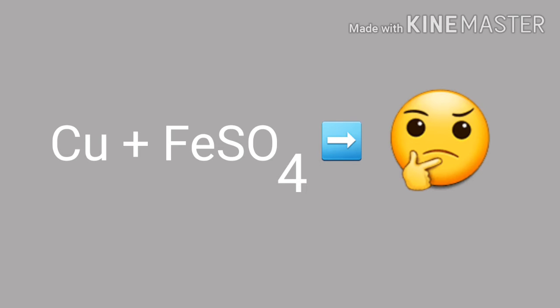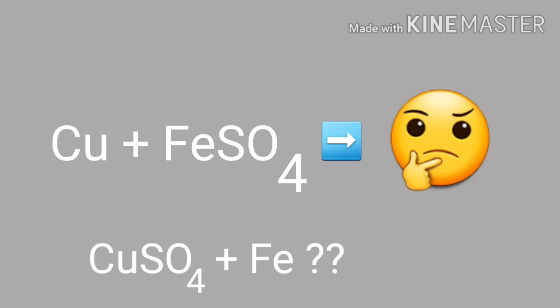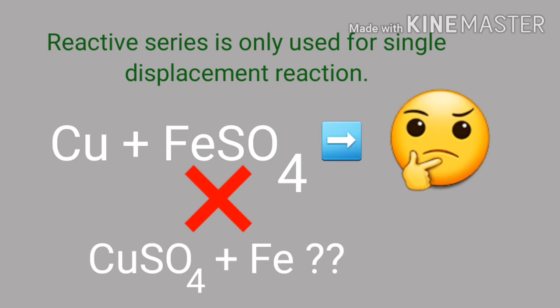Now I am going to ask you a question. When a copper piece is dipped in an iron sulfate solution, what will be the result? Is the result CuSO4 plus Fe? The answer is no, because iron is more reactive than copper. So copper cannot replace iron in iron sulfate solution. That is, they will not react here. One more important thing is that the reactivity series is used only for single displacement reactions.